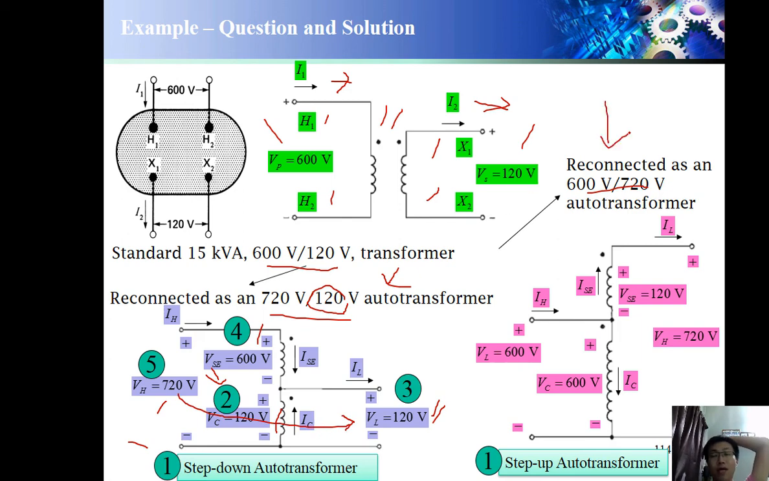So what if we want to reconnect into 600 to 720? First, we need to know it is a step-up transformer. Second, what is the common one? Common is 600. Because I need higher here, I must have a 600. And then my input is 600. So the common one is 600. Third, this one. Fourth, the series, which is the left. The rest one is 120. Next, my output is 720. So this is how we do the reconnection.